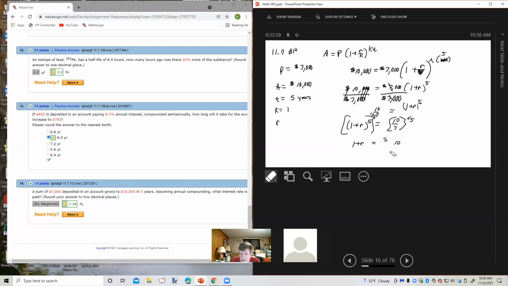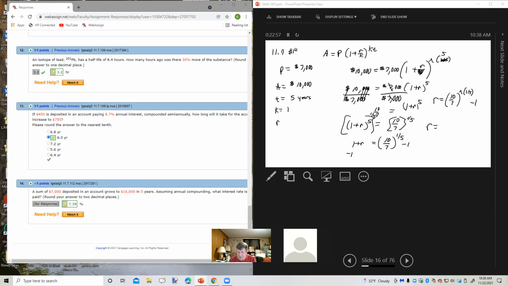So let's rewrite that, go back to where it was. So we'll just leave this 10/7 to the 1/5 power. But I'm trying to solve for R. So now I need to subtract 1 from both sides. So I've got R equals 10/7, the whole thing, to the 1/5 power minus 1.